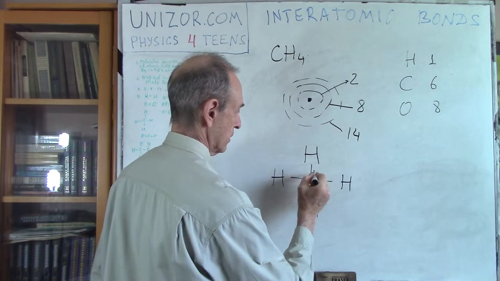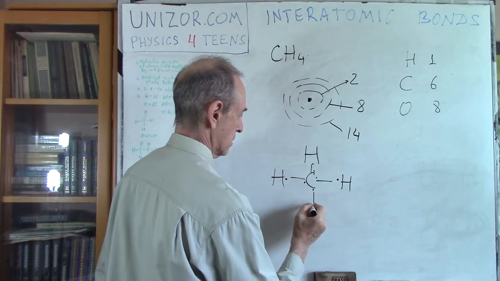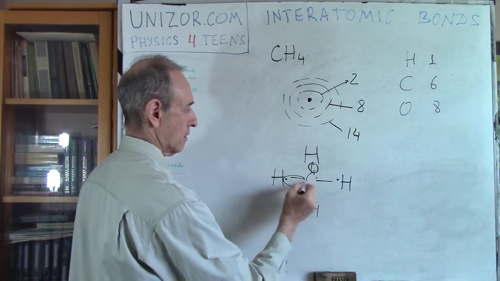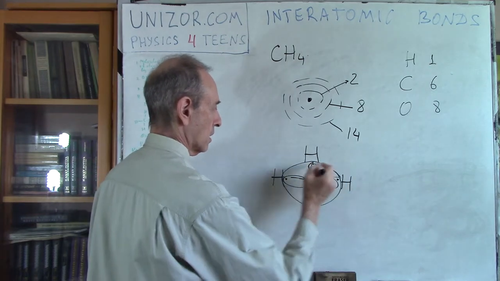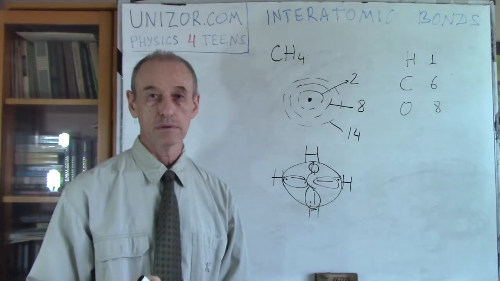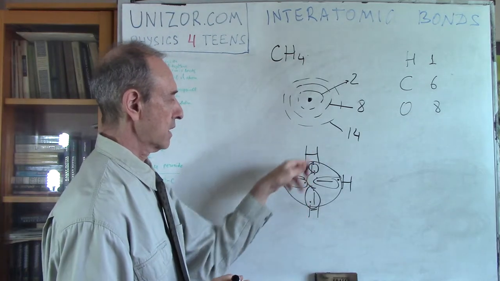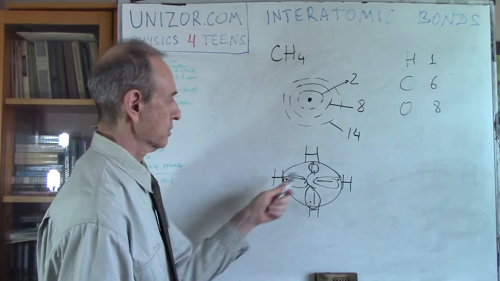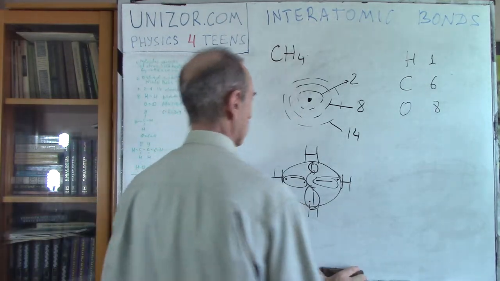So these 4 electrons are shared with these 4 electrons, making the orbit of each H a pair, and making the outer orbit of carbon equal to 8. So that's what's happening in this case. And this is the structural formula. C connected with a single link to 4 different H's. One single atom of carbon with 4 different atoms of hydrogen.